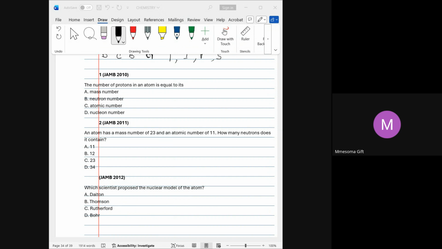See, putting, wait, let me go check. Yeah, something putting the electron. And I was asking you guys to read after me.